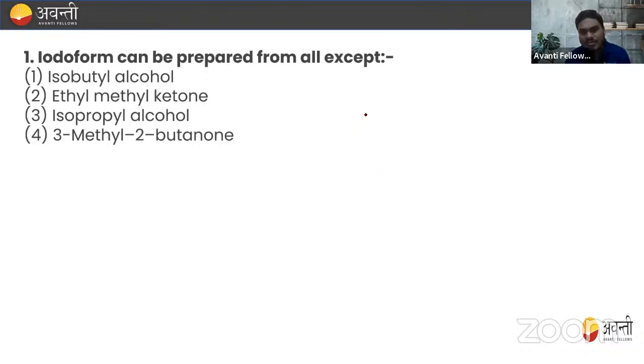So we know that for iodoform test, what is the criteria? Iodoform tests are shown by only those aldehyde and ketone which show this particular type of linkage, right? So only those having this particular kind of linkage show iodoform test, right? So let's see each one. So if I'm talking about isobutyl alcohol, ethyl methyl ketone, and isopropyl alcohol, and this is 3-methyl butanone.